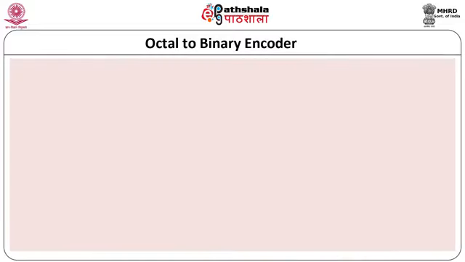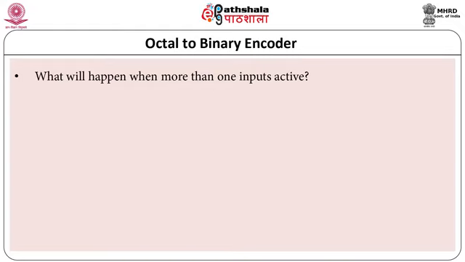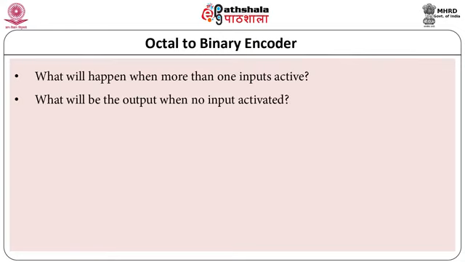This octal to binary encoder design has a few drawbacks. In the encoder, at a time only one input must be active. Now let us think about what will happen when more than one input is active, or what will be the output when no input is activated. If the number of active inputs is greater than 1, then the output is incorrect. Similarly, when no inputs are active, then all outputs are low, which is also similar to the output generated by active input I0.